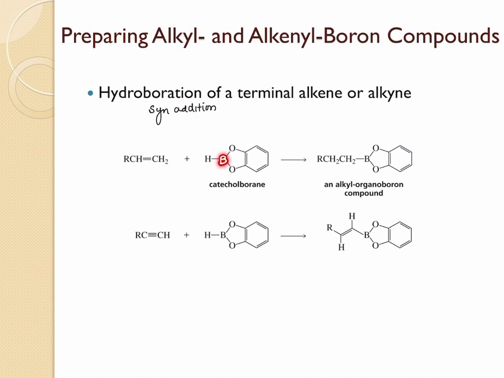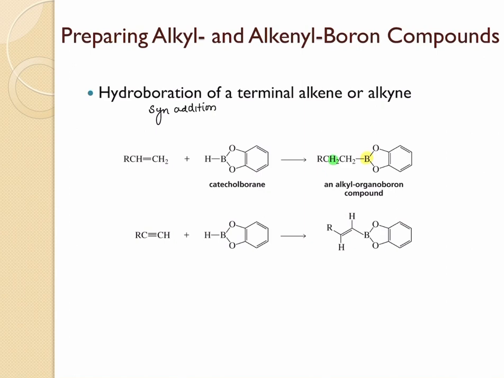So the electrophile will always get added to the carbon which has the most number of hydrogens, right? So between these two carbons, this is the carbon which has got more number of hydrogens, and therefore the boron substituent is going to go on here, and the hydride ion is going to go to this carbon. So you can see that the hydrogen has been added onto this carbon, right? This is a new hydrogen that has been added, and the boron is getting added to the other carbon.